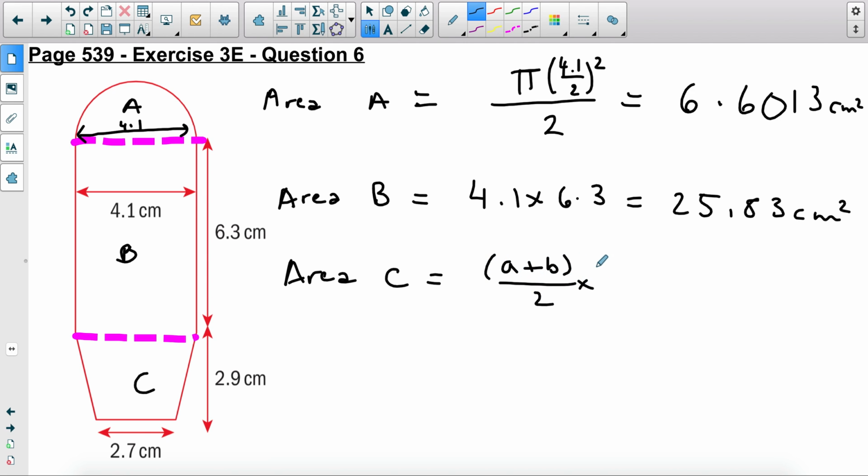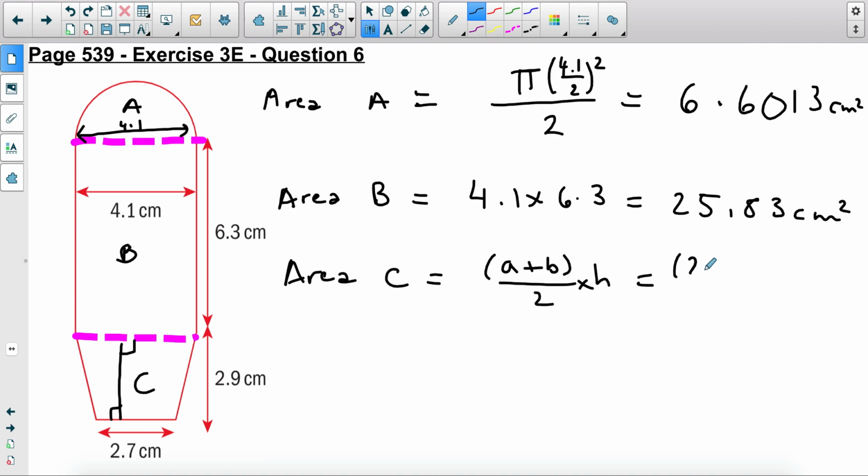over 2 times H. It doesn't matter which way you pick your A and B, as long as you're picking your parallel sides. It has to be the parallel sides. Then you divide by 2, and our height is 2.9. They've given us the height. Remember that the height has to be the perpendicular height to the parallel sides. So 2.9 is perpendicular to both of them.